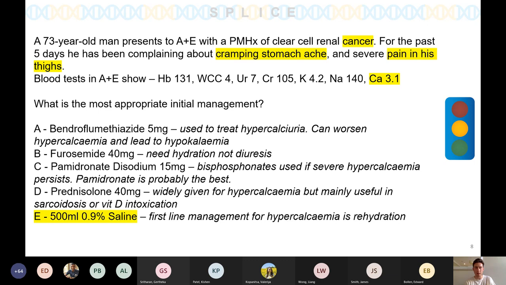And the first line management for hypercalcemia is rehydration, which you've all gone for. Just a couple of points on some of the other answers. So bisphosphonates can be used if this hypercalcemia is persisting.